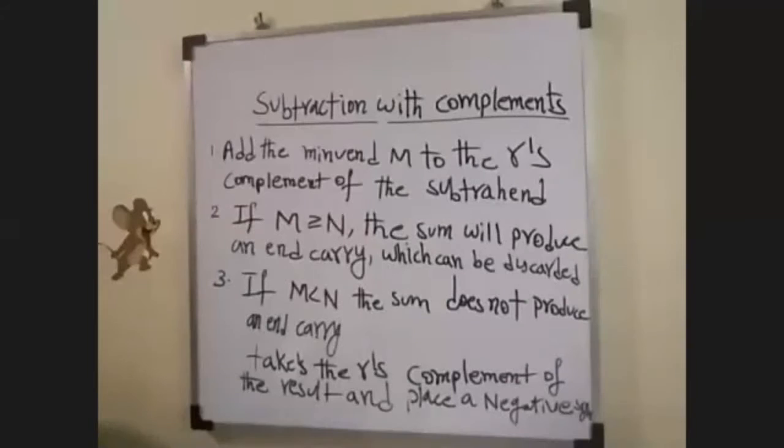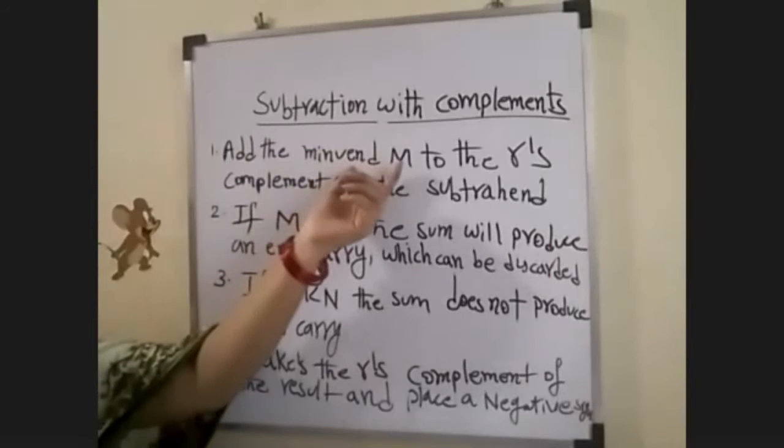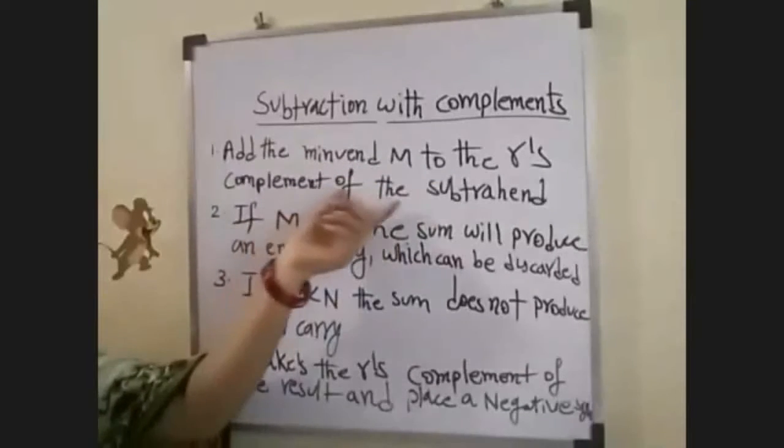So in the previous class, we discussed complements, that is, radix complement and diminished radix complement. Now we are going to discuss subtraction with complements. Subtraction with complements means the final output will be a subtraction only, but here some procedure is there. So what is the procedure? First, add the minuend M to the radix complement of the subtrahend.